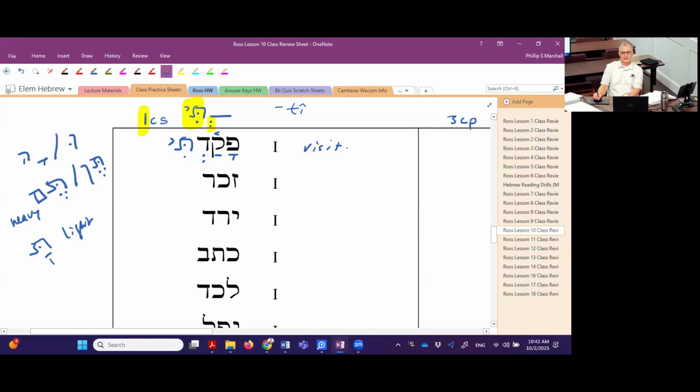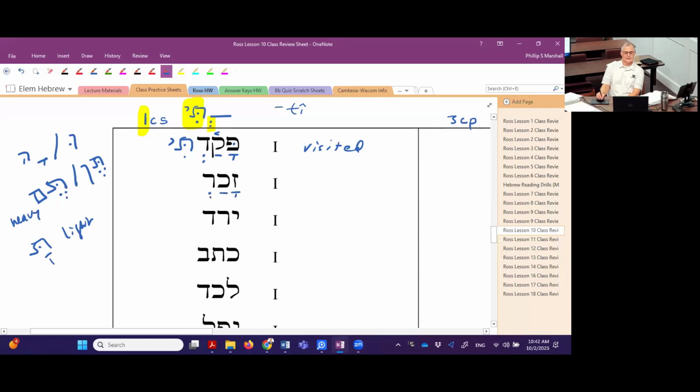Oh, I'm missing something here. There should be a dagesh lene in the pe. Otherwise, it would be fakati. All right, so pakati, I visited, I appointed. So what's the harsh form going to be? If pakati is pakad, what's the form going to look like and sound like?